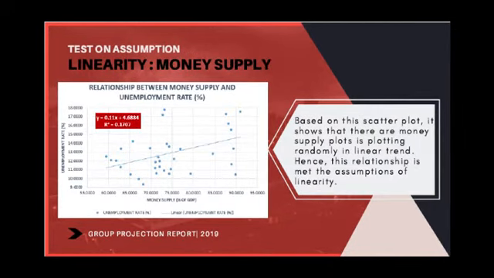The second relationship is between unemployment rate and money supply in the United States of America. It has also been tested using a scatter plot. Based on this scatter plot, it shows that many money supply plots are plotted randomly near the linear trend. Therefore, the equation of the linear trend is y equals 4.6884 plus 0.11x with the r squared of 0.1707. So, the conclusion for this relationship is it also meets the assumption of linearity.